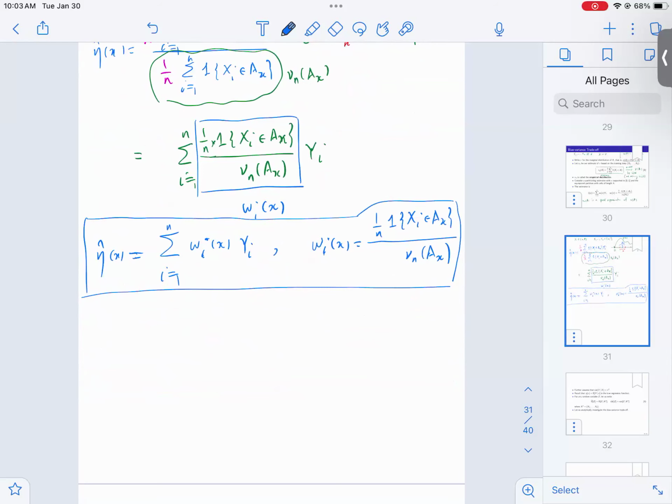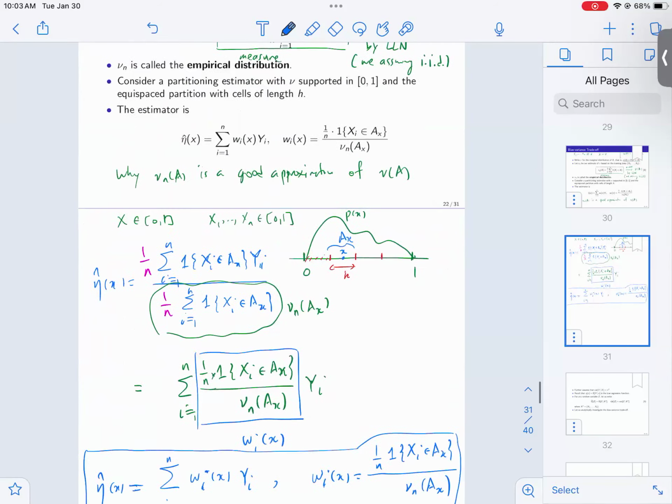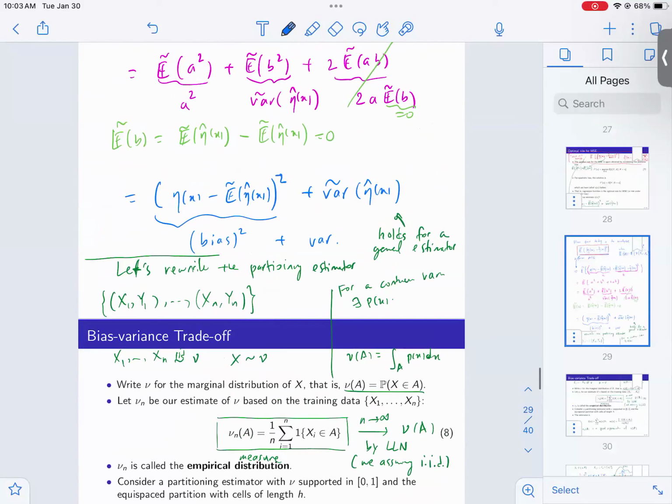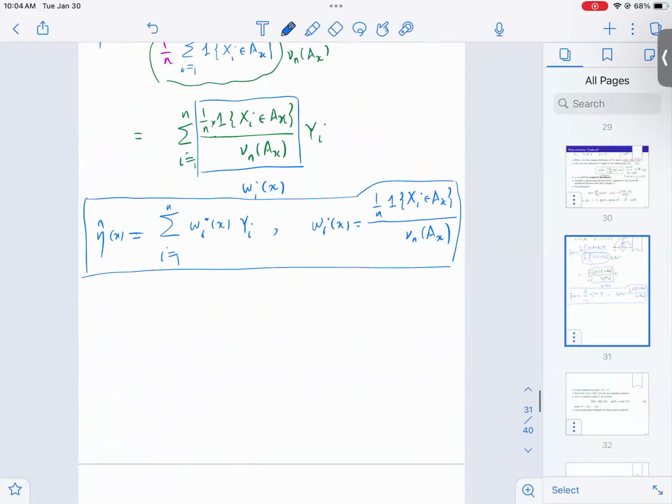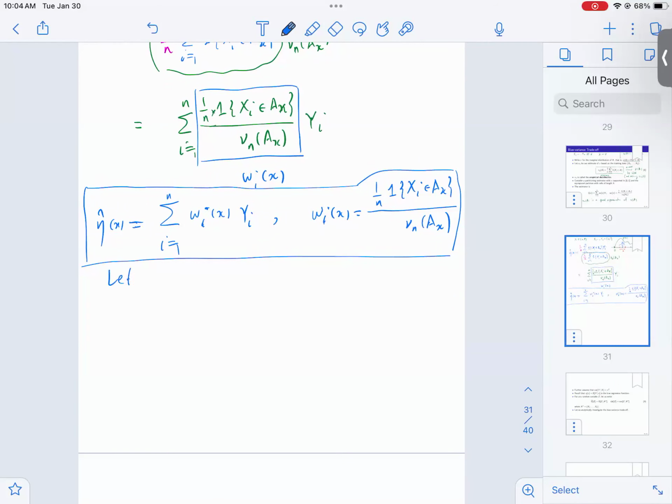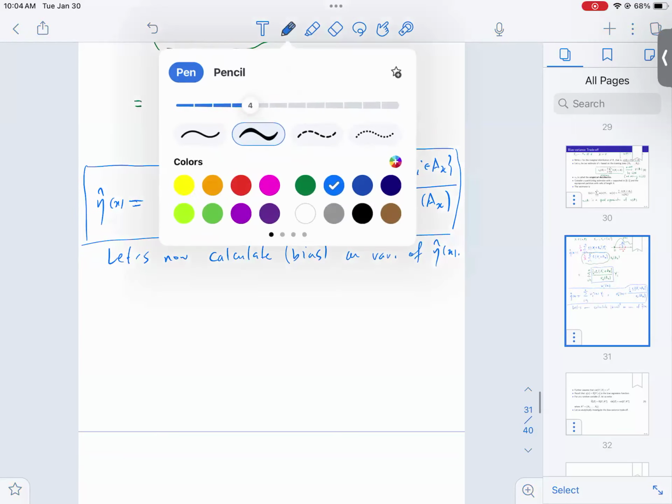Now, what I want to do now is to calculate the two quantities. So I need to calculate the bias squared and the variance of eta hat. So let's now calculate the bias squared and variance of eta hat x. Okay, so let's start with the bias.